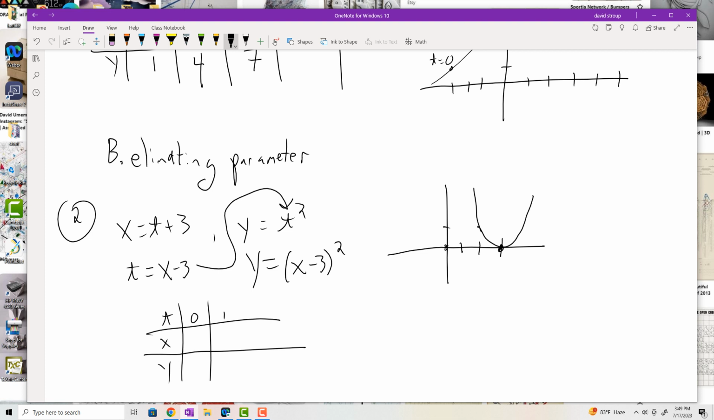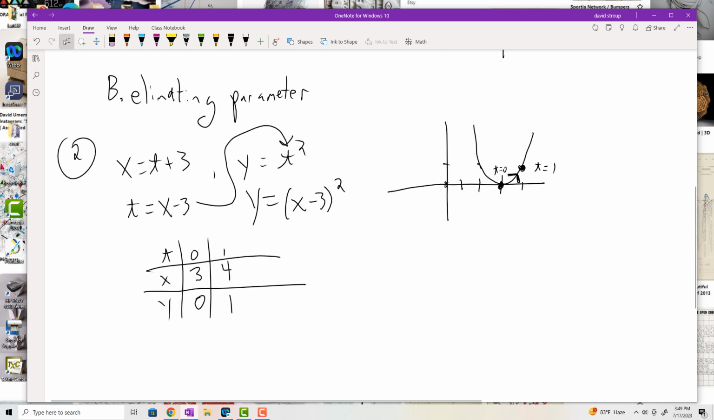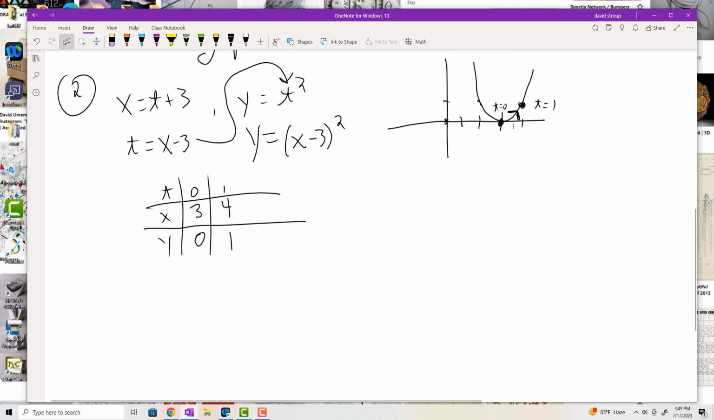So anyways, plug in 0, so that would be 3, and then 0, and then plug in 1, I get 4, and then 1, right? So it's going to start at t equals 0 at the vertex, and then when t is equal to 1, it'll go to the right. So the arrow direction is to the right. And there's no real convention for where to draw the arrow. I just put it in between the 2 dots. Okay. All right, so that's eliminating the parameter.